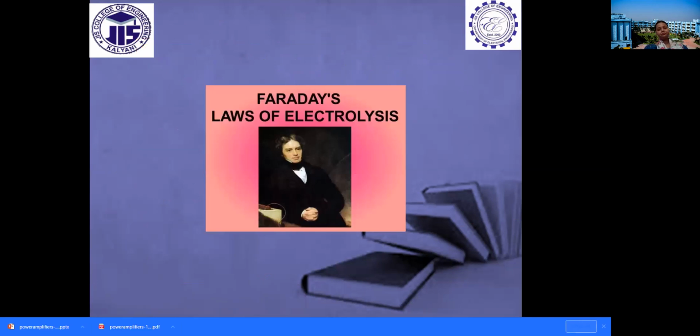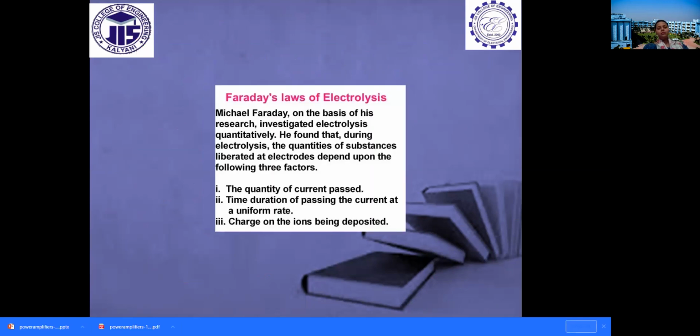Now Faraday's law. What does Faraday say about electrolysis? On the basis of his research, he investigated electrolysis quantitatively. He found that during electrolysis, the quantities of substance liberated at electrodes depend upon the following three factors: the quantity of current passed, time duration of passing the current at a uniform rate, and charge on the ions being deposited. So Faraday's law of electrolysis states that the quantities of substances liberated at electrode depend upon three factors, and you have to remember these three factors.